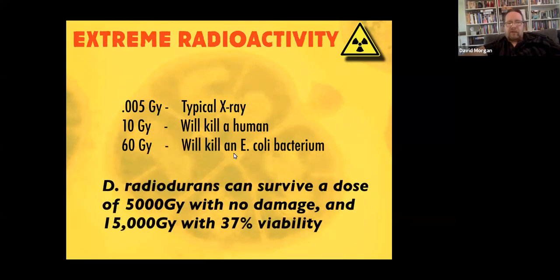But the radiodurans bacteria can survive a dose of 5,000 grays with no damage whatsoever. So that's 500 times as much radioactivity as kills a human, or 100 times as much as a typical bacterium. And it can survive 15,000 grays, 3 times as much, and only lose 37% viability. In other words, only have its ability to reproduce reduced by about a third. So if you have a sample of 300 of them, about 100 will still be able to reproduce after being exposed to 1,500 times as much radiation as will kill a human.